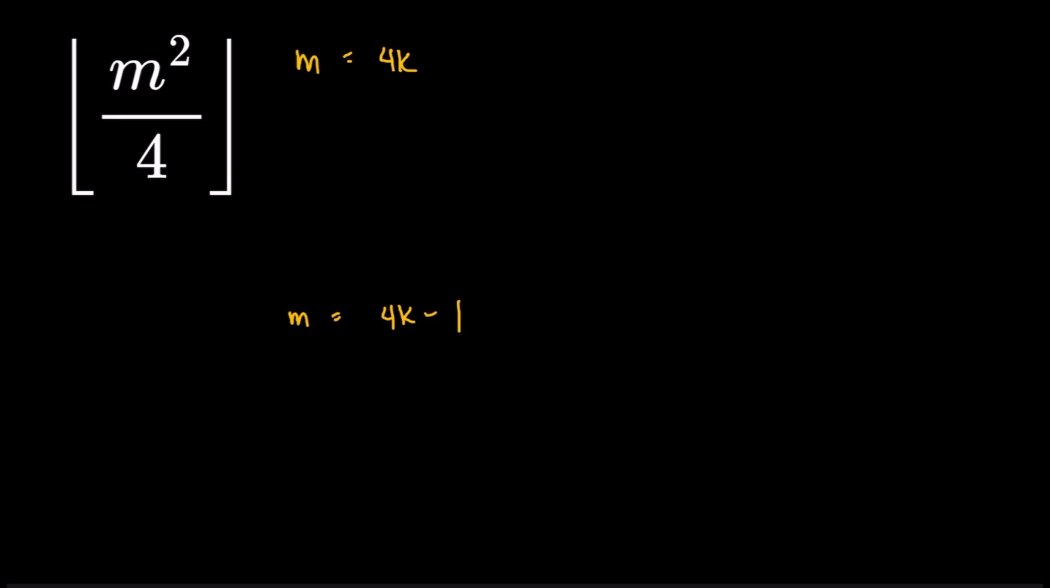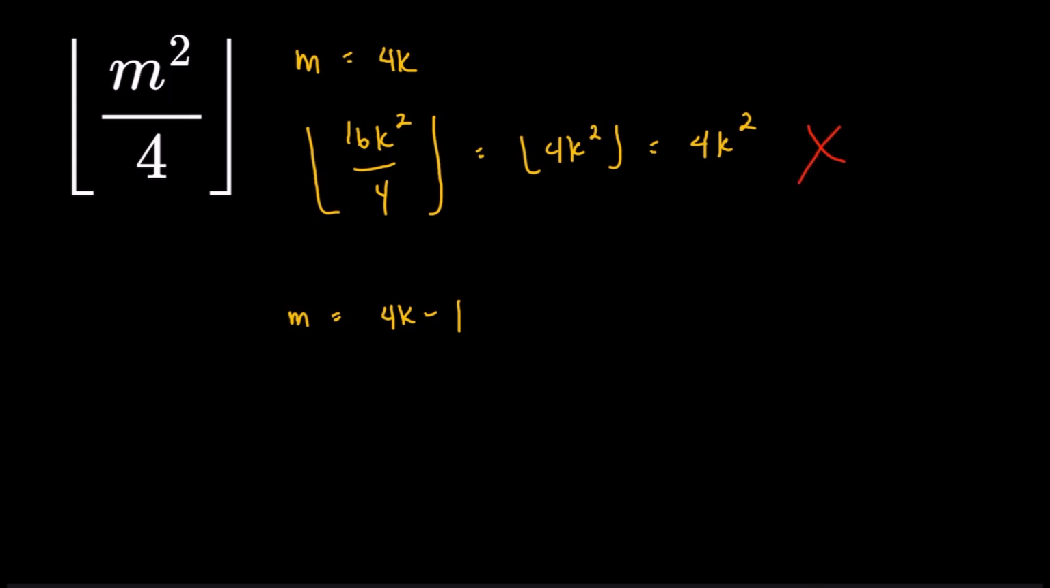All right, m equals 4k gives m squared to be 16k squared. If I divide it by 4 and take the floor, that's the floor of 4k squared. Now k is a positive integer, so 4k squared is definitely an integer. It's just 4k squared. And 4k squared is a multiple of 4 already, so this is never prime. That's always composite, so no possible cases here if m is a multiple of 4.